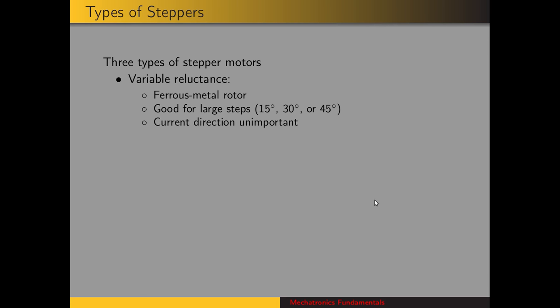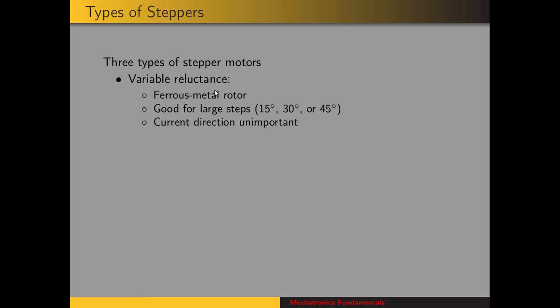There are three types of stepper motors: the variable reluctance stepper motor, hybrid stepper motor, and permanent magnet stepper motor. We'll look briefly at variable reluctance and hybrid stepper motors, and then spend a little bit more time on the permanent magnet stepper motor. Also in this video, we'll talk about the wiring for stepper motors and the electronics for driving them.